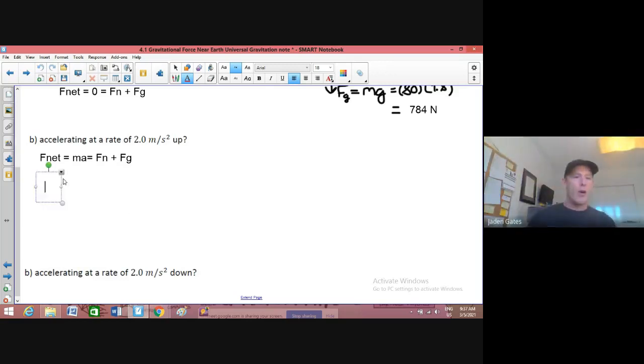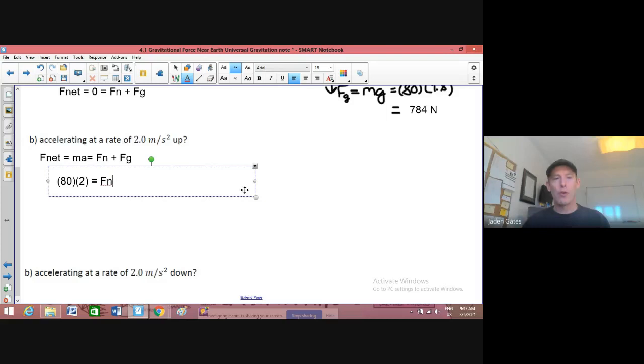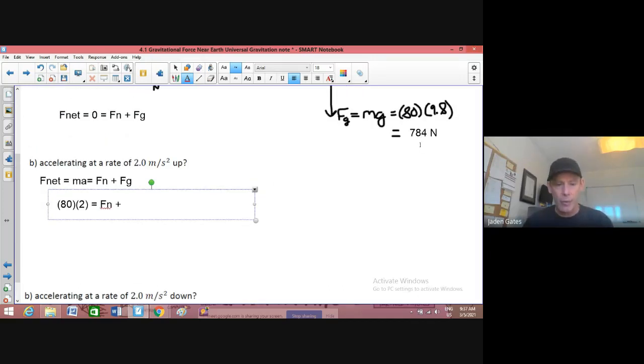So now I can find ma. I know the mass of this object is 80 kilograms. Plug that in. Our acceleration is 2 and it's upwards, so I'll put a positive 2 equals Fn. That's what we're trying to figure out: how much is the bathroom scale going to push up. And our Fg, well, we already found that. That's our 784 here.